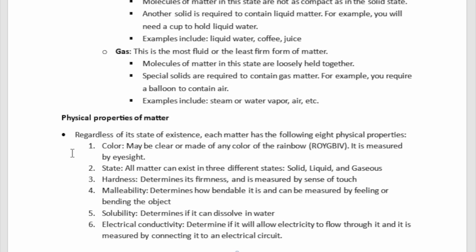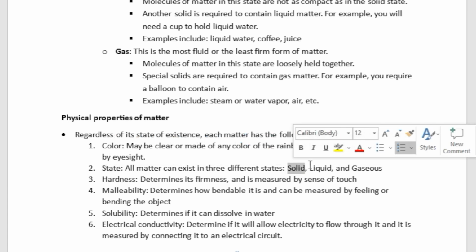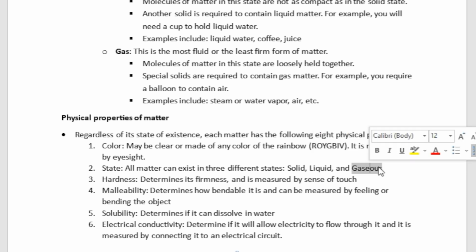All right. Then another property of matter is the state of it. So we talked about three different states of matter just a few moments ago. So all matter can exist in those three different states: the solid state, the liquid state, and the gaseous state. All right. Another property of matter is going to be the hardness of it. Okay, so that determines how firm that matter is. Okay, so if you touch certain objects, they're really solid and hard. Well, if you touch other objects, they may not be that hard. Okay, so hardness is going to be a physical property of matter.